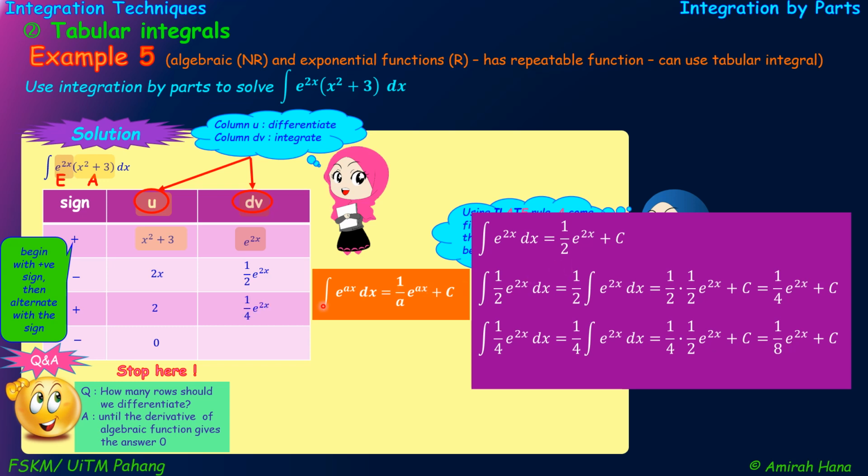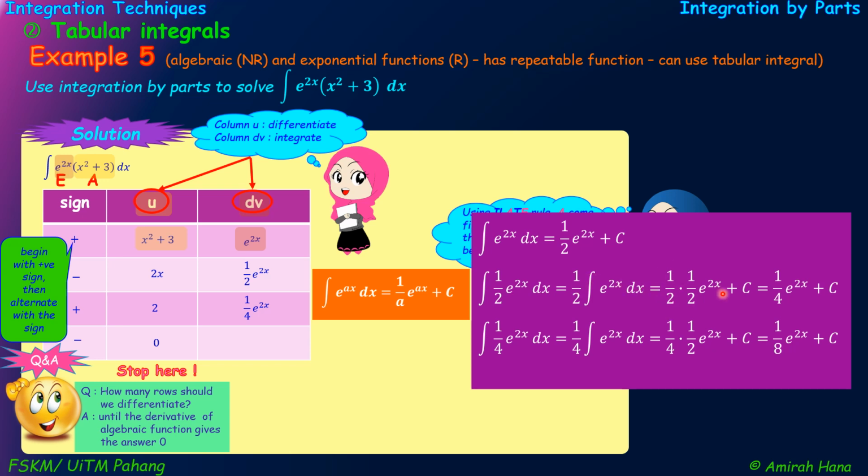And after that, we need to integrate half e to the power of 2x. We still use this formula. When we integrate half e to the power of 2x dx, we can move out the constant half. And then we have the integration of e to the power of 2x dx using this formula. We get half e to the power of 2x. And then we still have the constant half in front here.